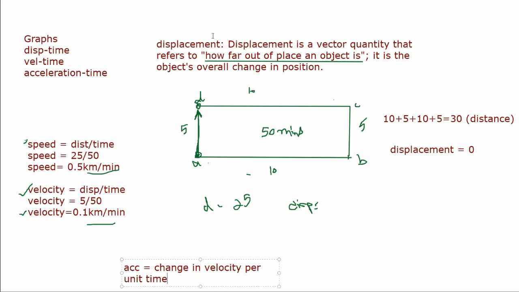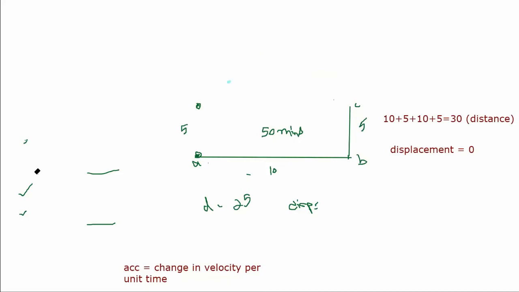So let's solve some examples, and it might get more clear to you. I'm just going to erase all of this. So let's do an example for a displacement time graph.